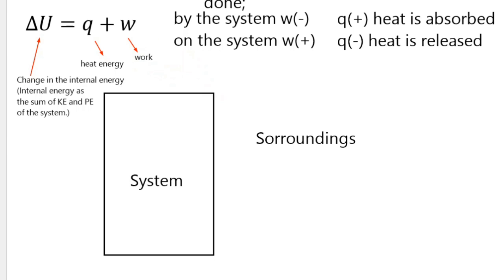If it's done by the system, it's going to be negative work. But if it is done on the system, that's going to be positive work. If it's on the system, meaning it's from the outside, therefore it is going to be positive. It's basically done by the surroundings, not the system.